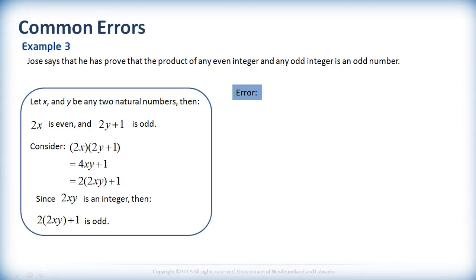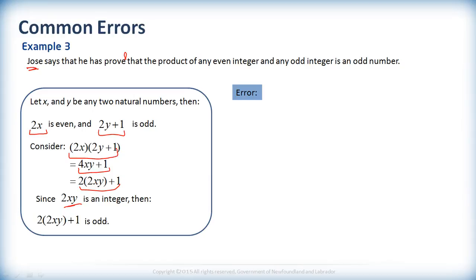Cannot divide by 0. Okay, Jose says that he has proved that the product of any even integer and any odd integer is an odd number. Okay, that doesn't sound right. Let's see what he did. So he said 2x is even and 2y plus 1 is odd. Okay, and then he's going to multiply them together and get this. And then he says that gives us this thing, which, since that's an integer, then it's odd.